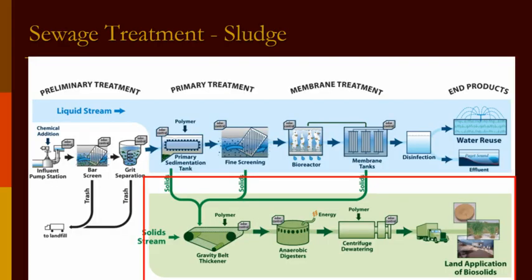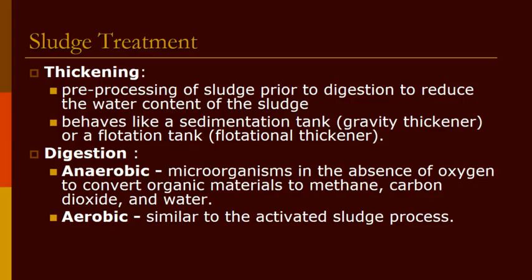Now, the last thing that you have to do is the sludge treatment. In sludge treatment, that was all that stuff that we pulled out of the water. You have to thicken it. Then you have to remove the water. You're going to digest it with more microorganisms. Some of them can be anaerobic, some of them will be aerobic. The aerobic process is going to be similar to the sludge processes that we saw in secondary treatment.